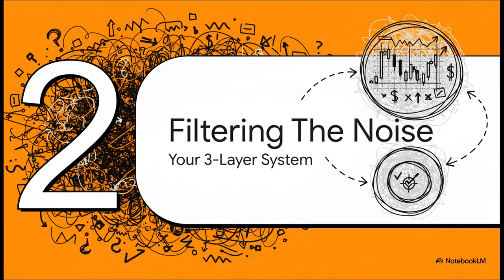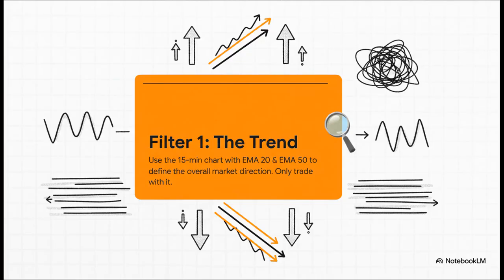We're going to break down each layer one by one. So the first and most important filter is the trend. We're looking at the 15-minute chart and using 2 exponential moving averages, or EMAs. It's simple. If the faster line is above the slower one, the trend is up, and you're only looking for buys. If it's below, the trend is down, and you're only thinking about sells. And if they're all tangled up and going sideways, you do nothing. You've just successfully avoided a choppy, unpredictable market.